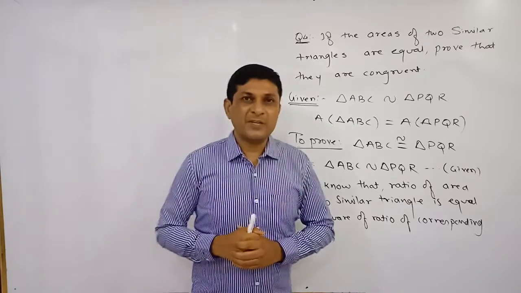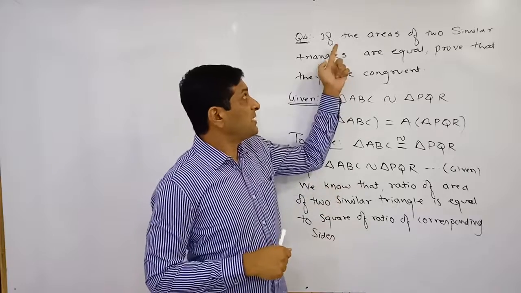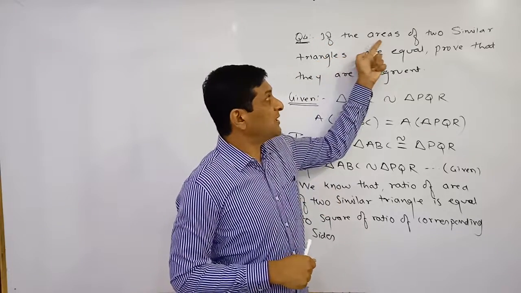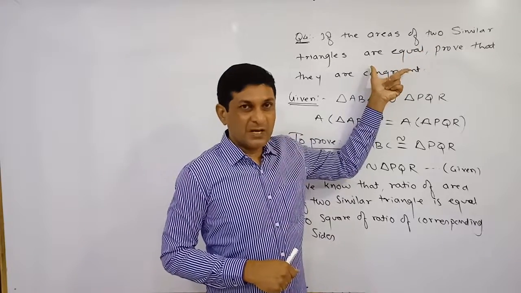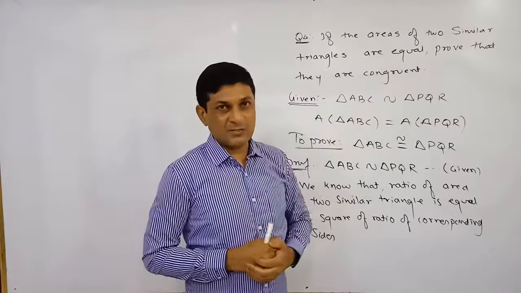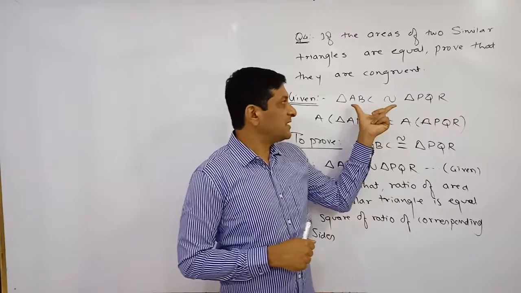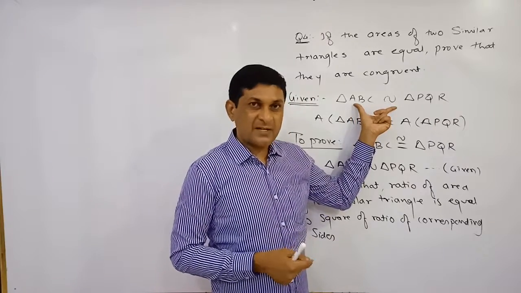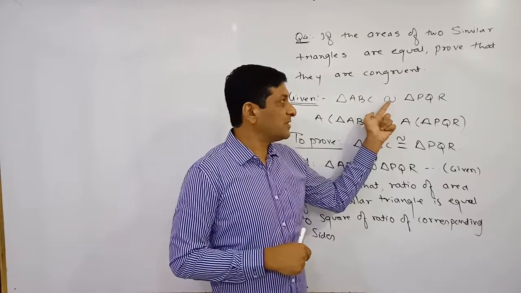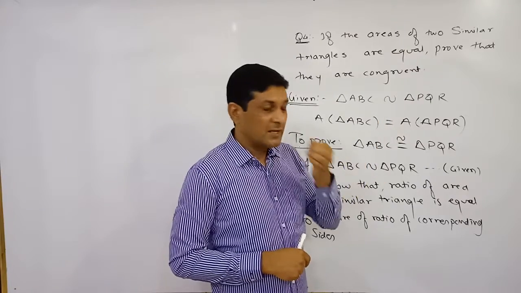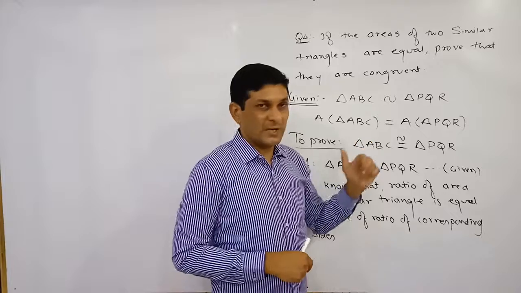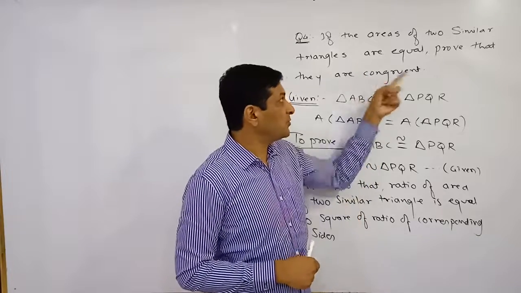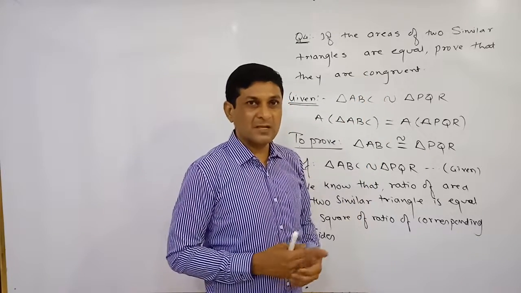Let us see the example number 4. In the fourth example, it is given to us that if two similar triangles have equal areas, then... So we have considered here two triangles, triangle ABC and triangle PQR. According to the given condition, these two triangles are similar, and it is also given that their areas are equal. Using this condition, what do we have to prove? We have to prove that these two triangles are congruent.